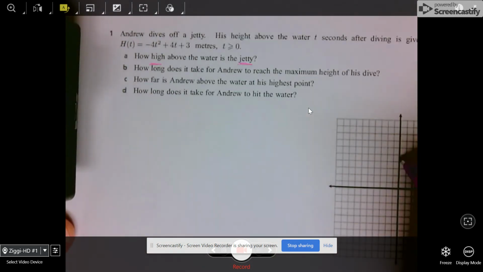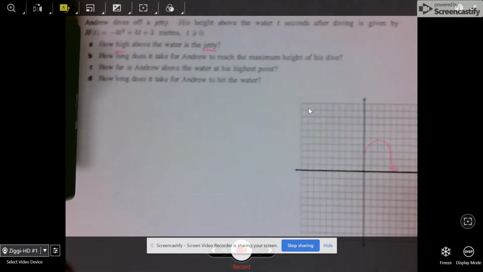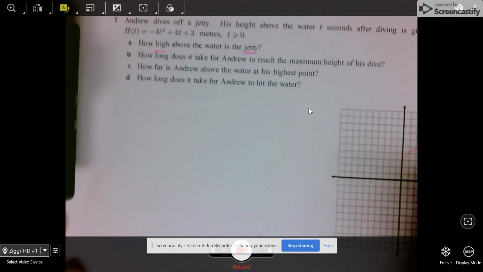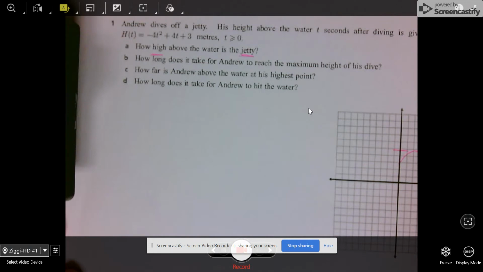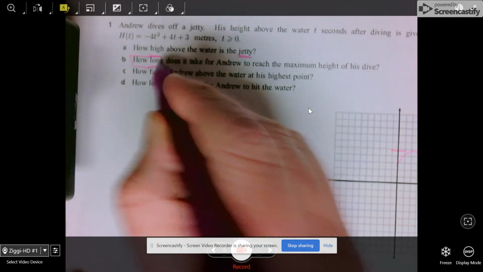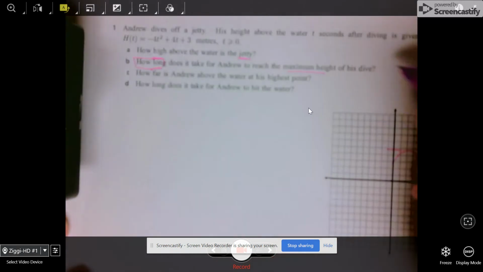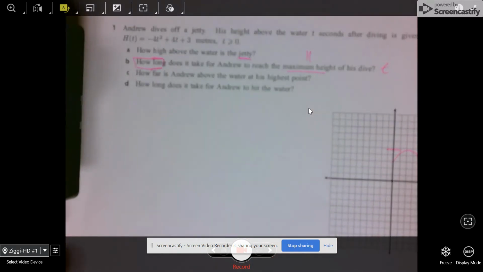So we have something like this where he's diving, and he's going to hit the water right here. So how high above the water? We're talking about this value right here. How long does it take for him to reach the maximum height? So that's a time, that's a height. Both of those can be found by finding the vertex.